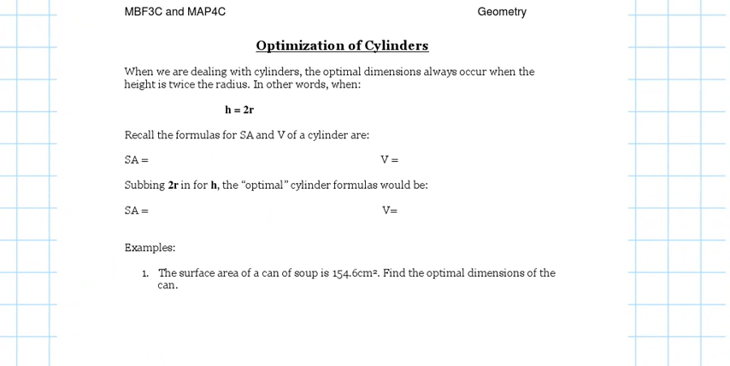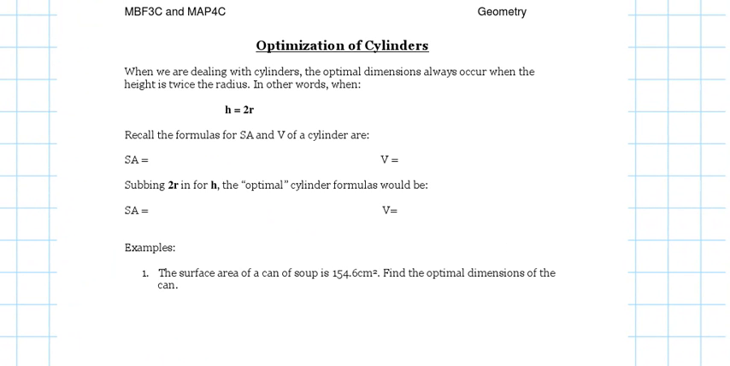So if I'm looking at my optimal cylinder shape, your height should be equal to your diameter, which is twice the radius. If they're equal, that means you have the minimum surface area and the maximum volume. Does that make sense to you? So the condition here is that your height should equal twice your radius, which is your diameter.